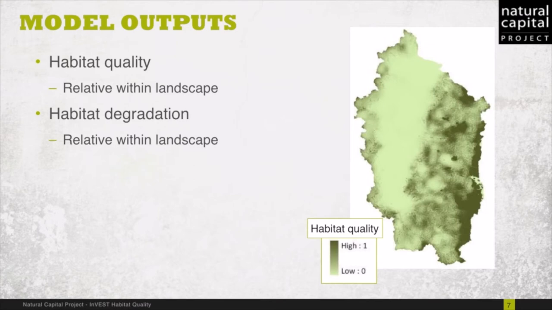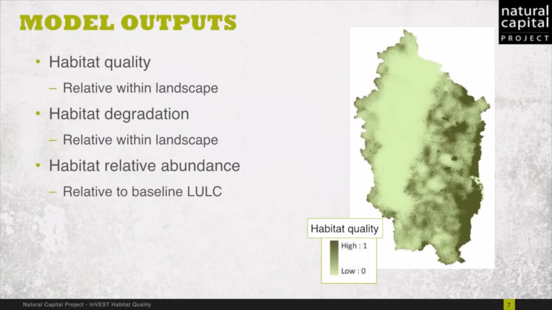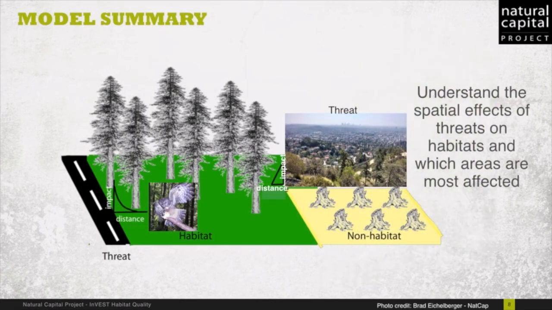Our second model output is habitat degradation, and this represents the relative level of habitat degradation on the current landscape. A high score in this grid means habitat degradation in the cell is high relative to all the other cells. And lastly, we have habitat relative abundance, and this represents the relative number of the habitat cells that occur within the landscape, relative to the baseline raster. In summary, this model can be used to help understand the spatial effects of threats on habitats and which areas are most affected.